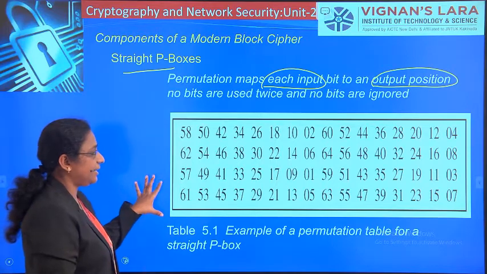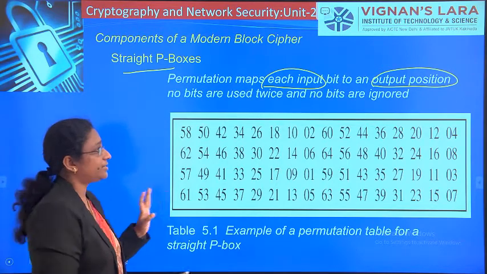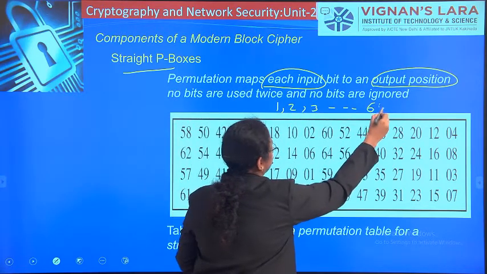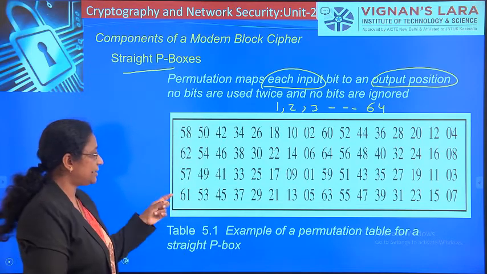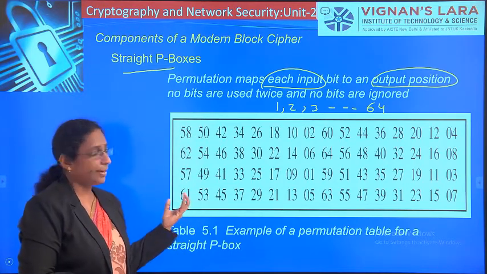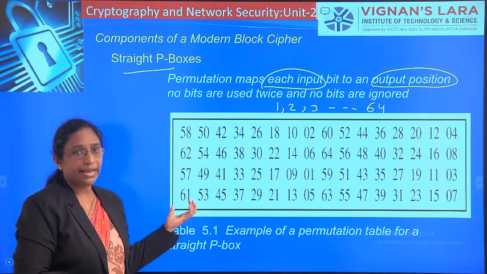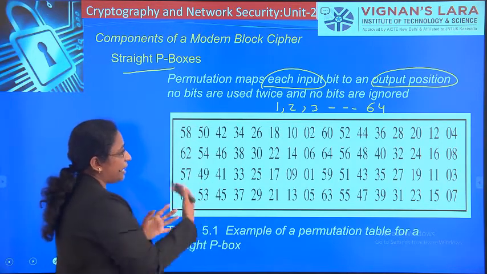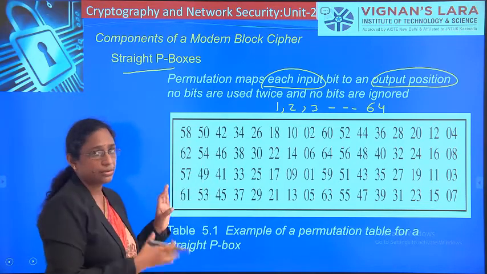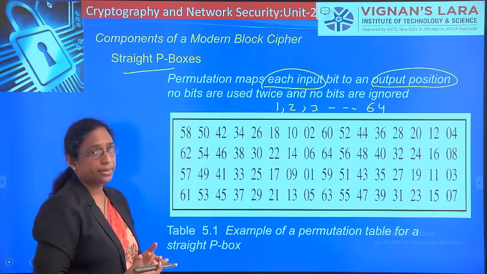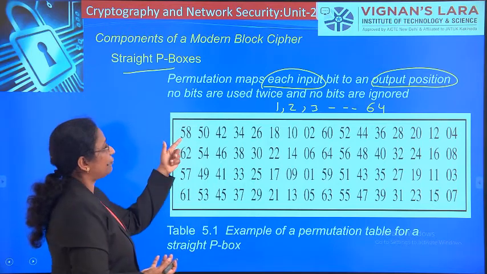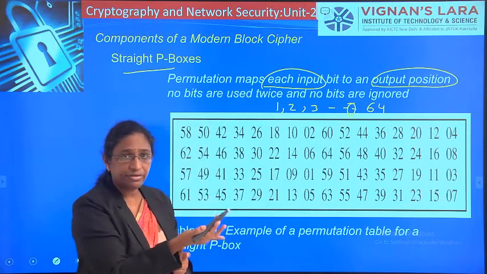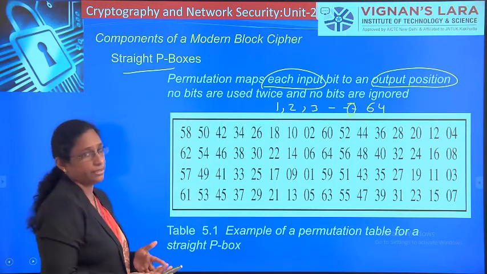This is an example of a permutation table. For example, I have 64 bits, 1, 2, 3, like that up to 64. By using this straight P box, I can permute the 64 bits. Based on this P box, I can permute the elements like this. Here you have the 58th bit, and that 58th bit will be the first bit after permutation.